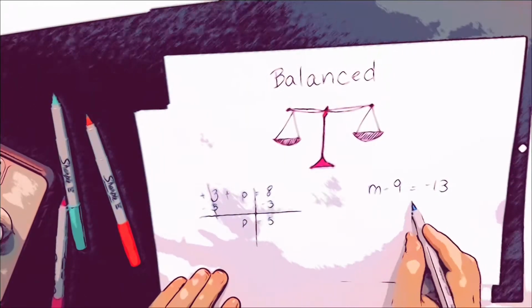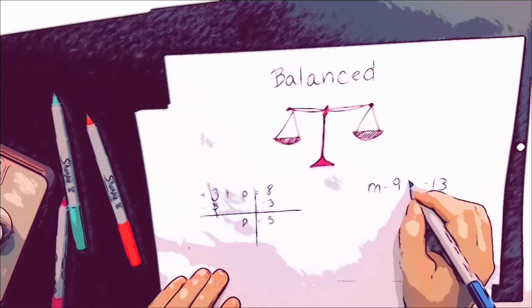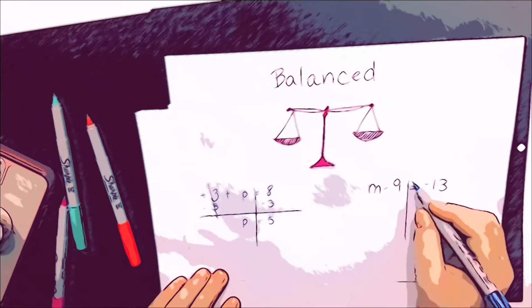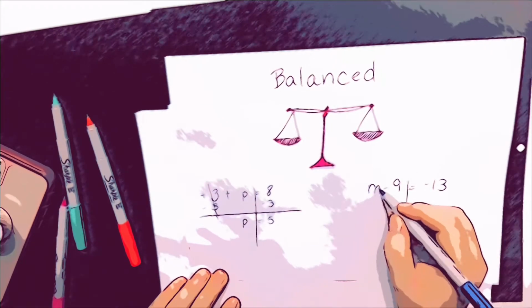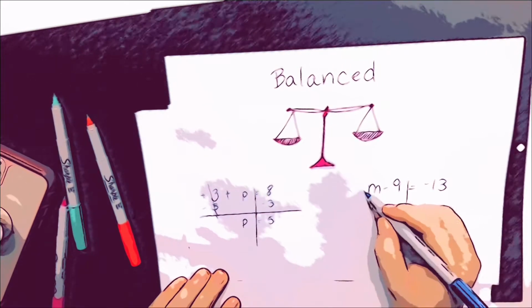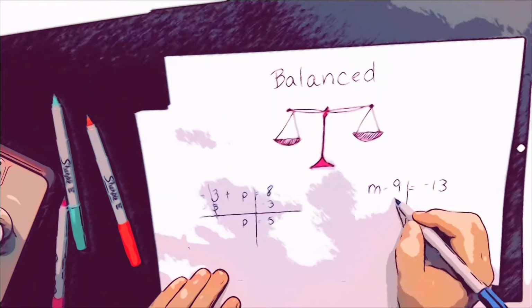Let's look at this one. This one has negative signs in it. But again, I'm going to start the same way. I'm going to draw a line dividing each side of my equation. Now, m is over here by itself, and that's what I want. It has no coefficient in front of it, so I just need to move this 9 away from it.